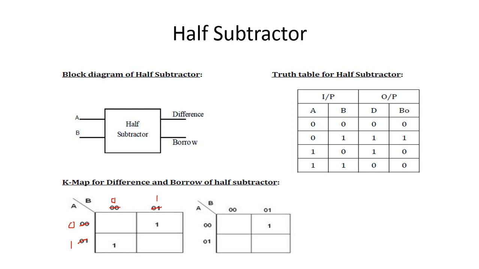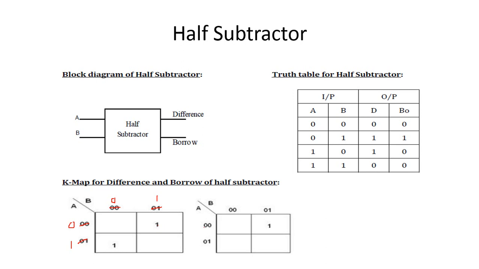For 0 0 input, the difference is 0. For the 0 1 input, difference is 1. For 1 0 input, difference is 1. For 1 1 input, difference is 0. So here I have taken only the logic high. So where the logic high will be there, that place I have placed here. That's it.